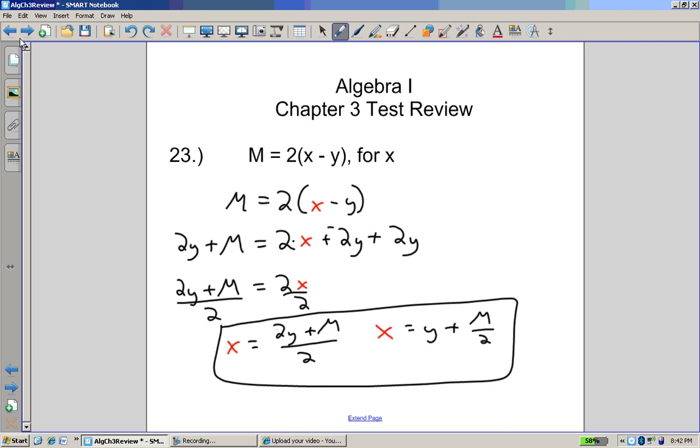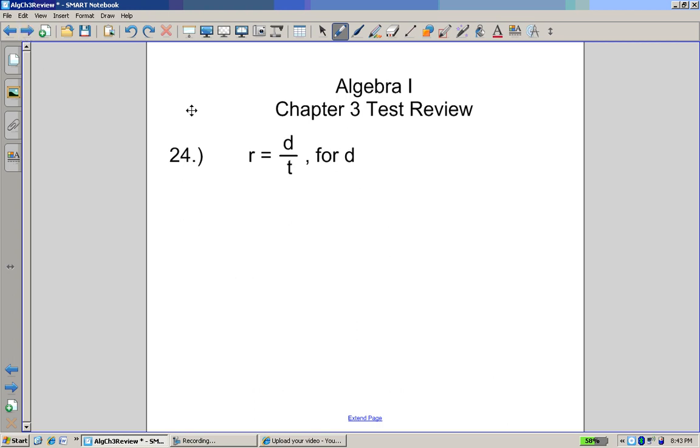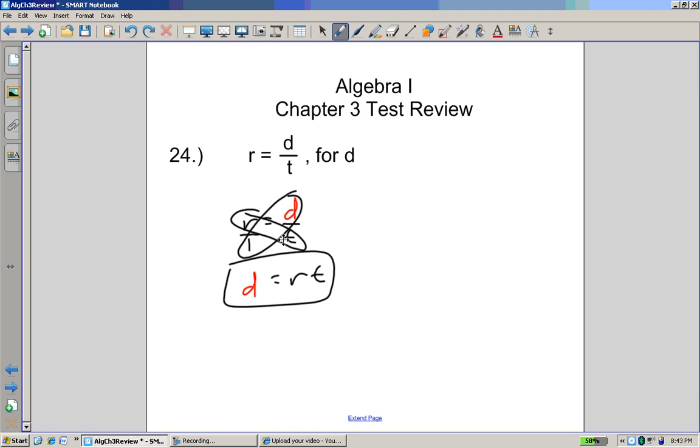And one problem left. Again, D is my special colored variable. The key is to cross multiply. Put the R over 1. We're going to cross multiply. So D times 1 is D. R times T. And D equals RT. That's exactly what we're looking for.